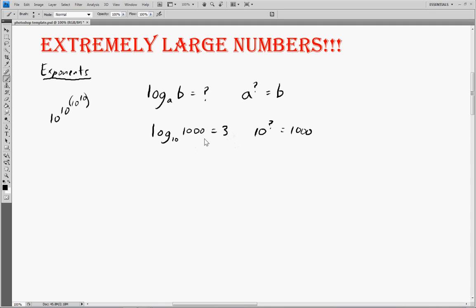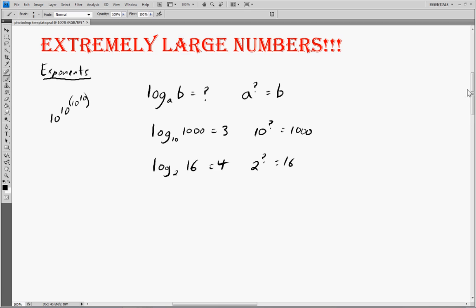Another example, using something different than tens. Let's say we have 2 to the power of something. So that one, in this case, would be log base 2 of, let's say, 16 is equal to what? Well, it's asking 2 to the power of what is equal to 16. The answer is 4. So how does this help us?